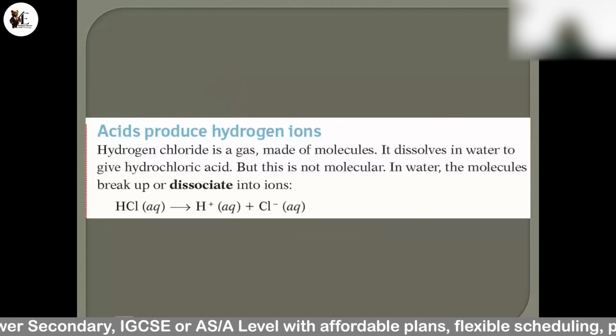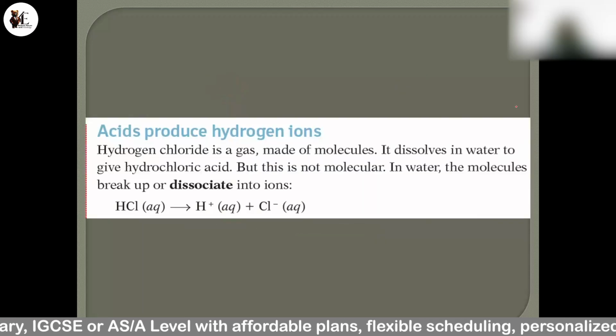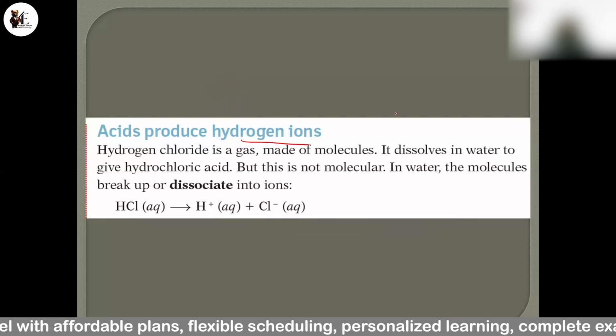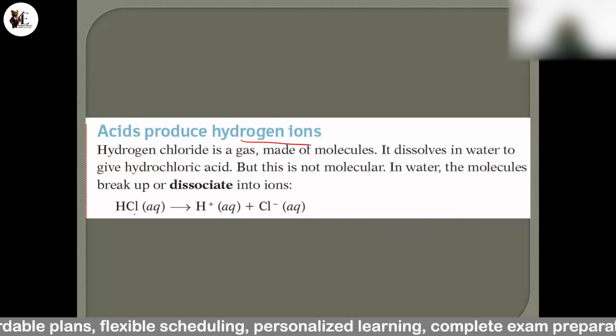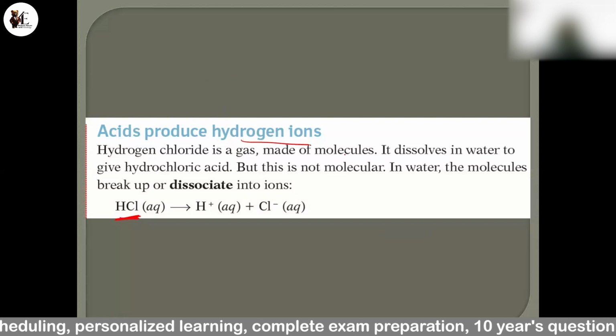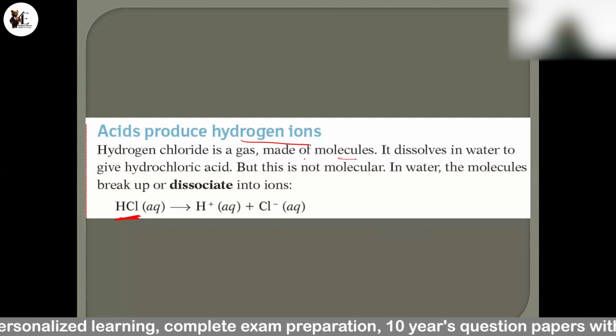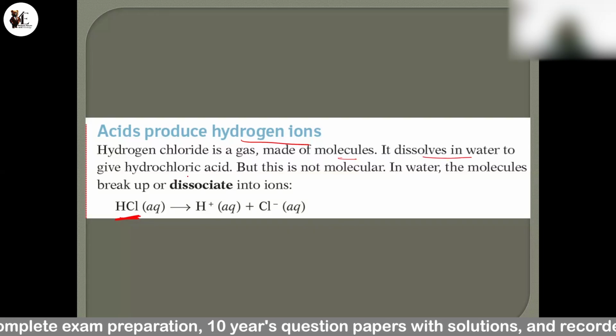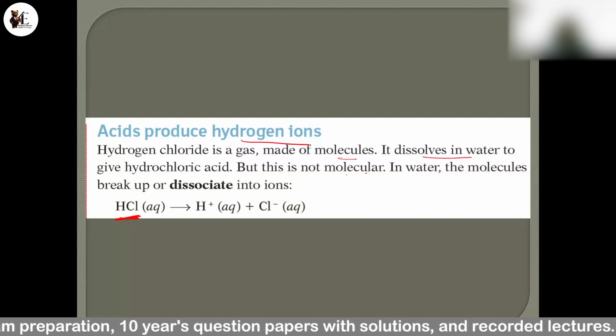Okay, next is acids produce hydrogen ions. So now let's come to the chemical properties: acids produce hydrogen ions. Hydrogen chloride is an acid. It is made up of molecules. It is a gas made up of molecules, HCl gas. It dissolves in water to give hydrochloric acid.